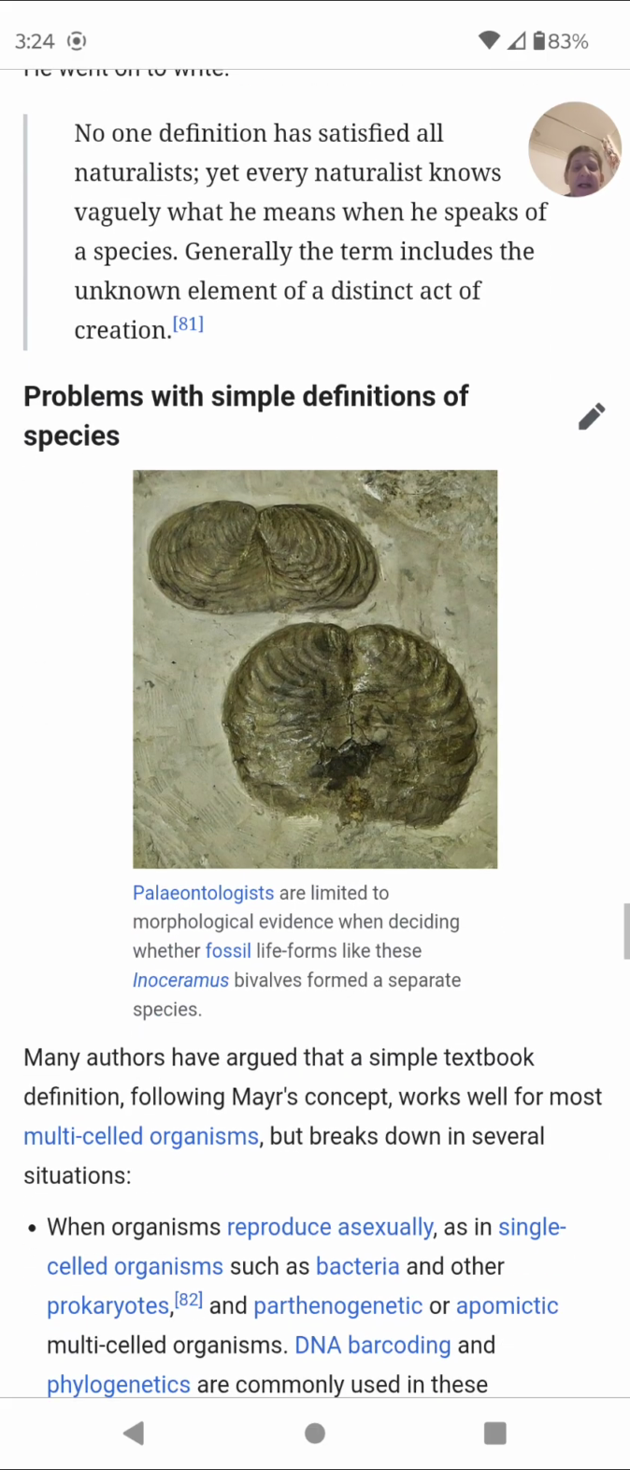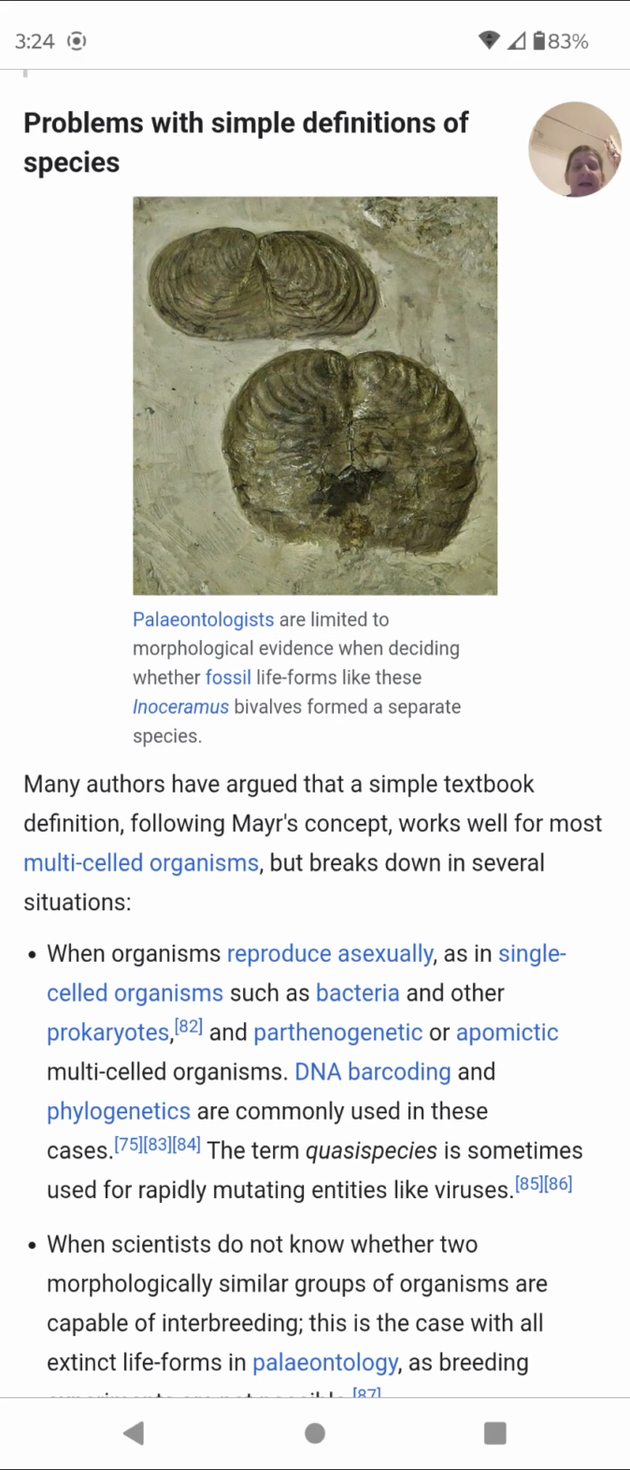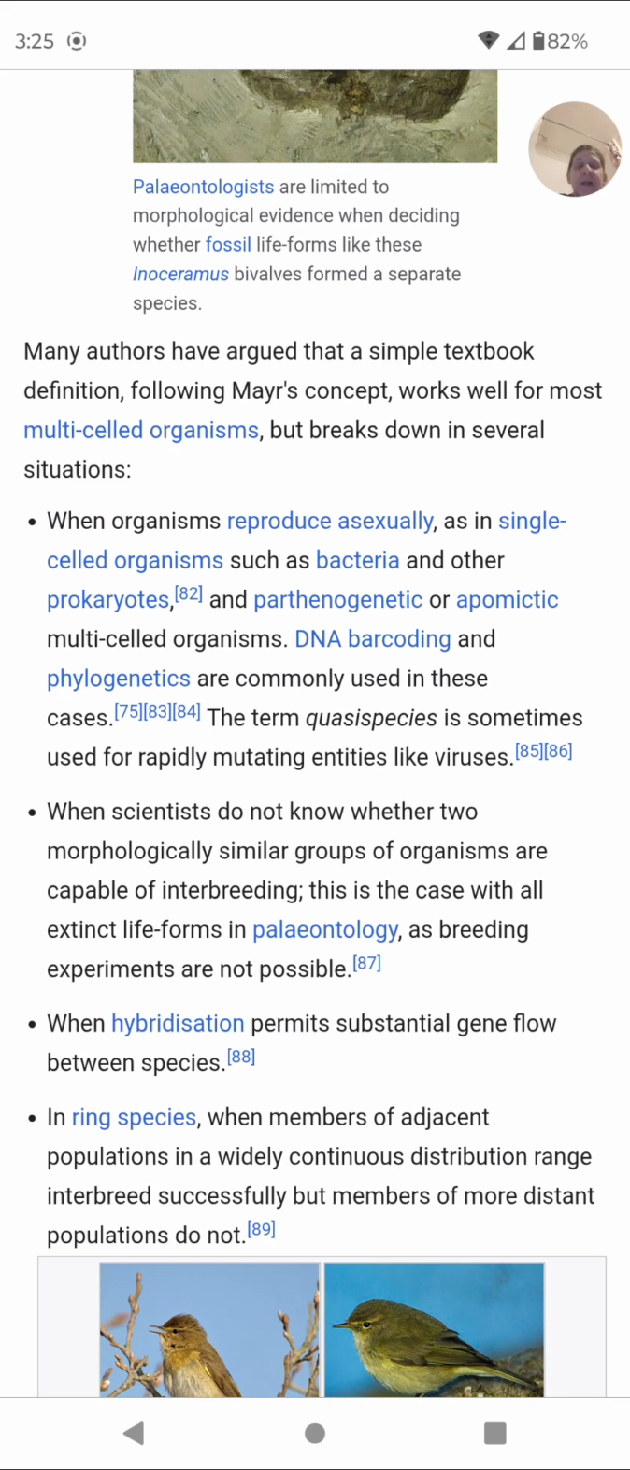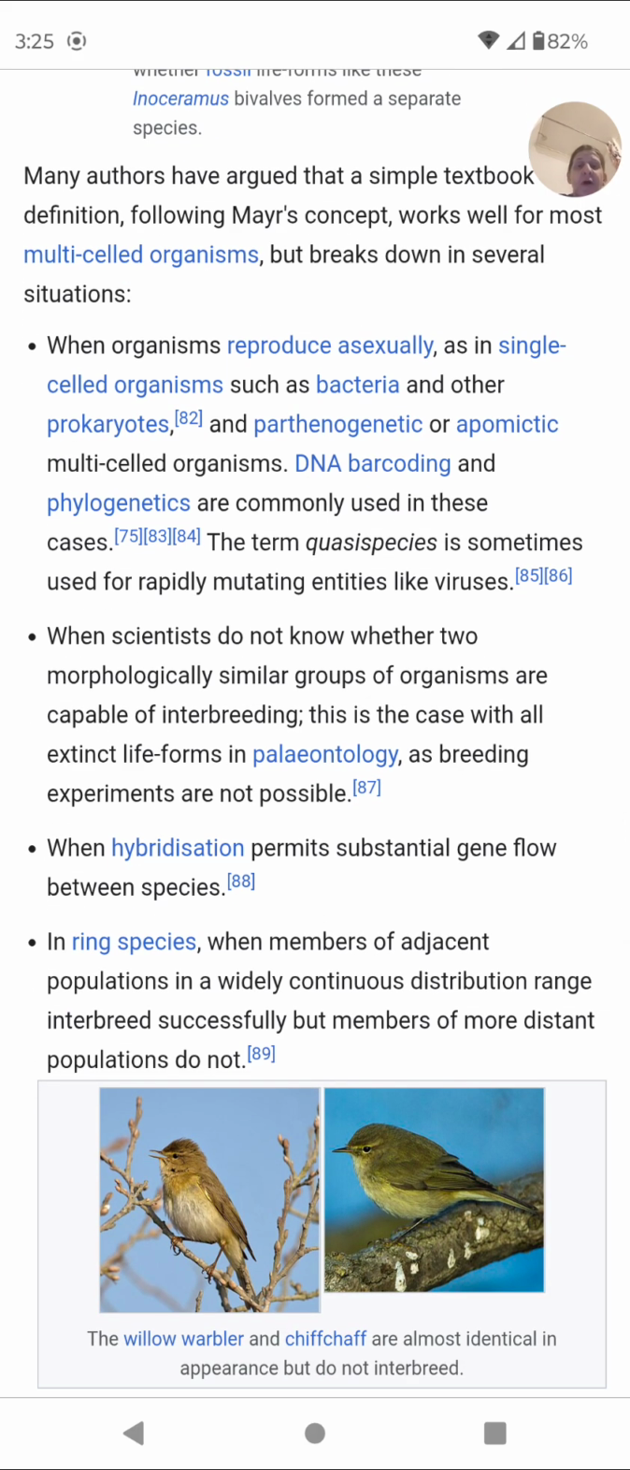Problems with simple definitions of species. Many authors have argued that a simple textbook definition following Mayr's concept works well for most multicellular organisms, but breaks down in several situations. When organisms reproduce asexually, as in single-celled organisms such as bacteria and other prokaryotes, and parthenogenetic or apomictic multicellular organisms, DNA barcoding and phylogenetics are commonly used. The term quasispecies is sometimes used for rapidly mutating entities like viruses. Another case is when scientists do not know whether two morphologically similar groups of organisms are capable of interbreeding.